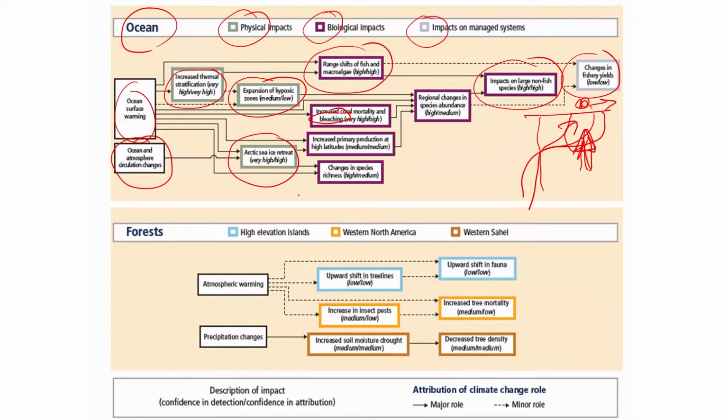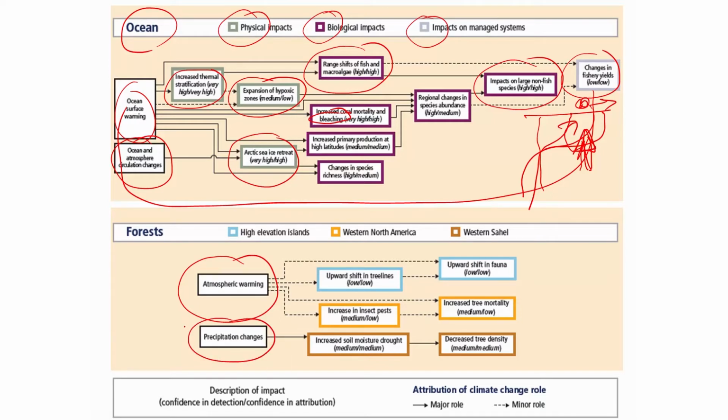So, those are kind of the cascades. Again, the feedbacks are that if the fishery yield changes, then humans are going to go and try to do things like aquaculture, which affects the coastal water quality and circulation and so on. So, there is potentials for feedback in all sorts of ways. In the forests, another example, atmospheric warming is very important and precipitation changes are very important.